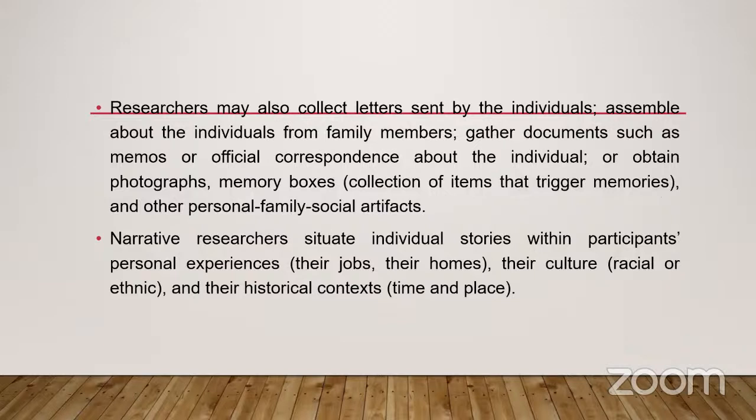Researchers may also collect letters sent by individuals, assemble information about individuals from family members, gather documents such as memos or official correspondence about the individual, or obtain photographs, or there are some memory boxes. Here I remember, I think Pandit Jawaharlal Nehru wrote many letters to Indira Gandhi. You all might be aware of that. So that can also be one form of doing narrative analysis, by checking those letters or the drafts of those letters. Or sometimes the researcher might also get information from near family members, through whom they might have some evidence preserved in documentation form, or some memories related to the personal or family level.